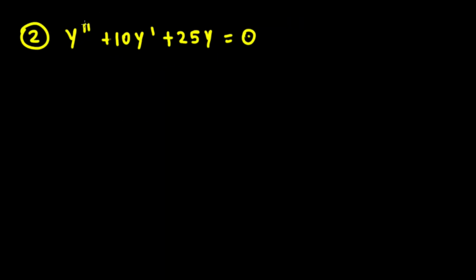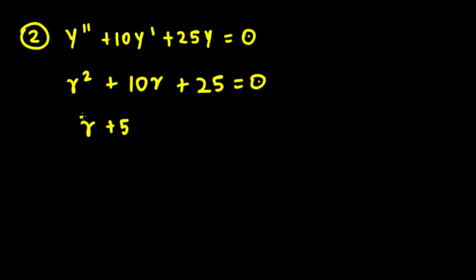Here we have another one, y double prime plus 10 y prime plus 25 y is equal to 0. Y double prime we replace that one with r square, and y prime we replace that one with 10 r, the coefficient times r, plus we just put the coefficient for this one, that's 25, is equal to 0. From this one you can see the factor is going to be r plus 5 square. This is equal to 0. Therefore r is equal to minus 5 repeated.